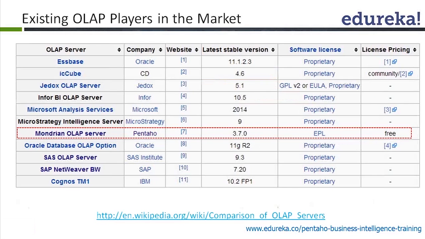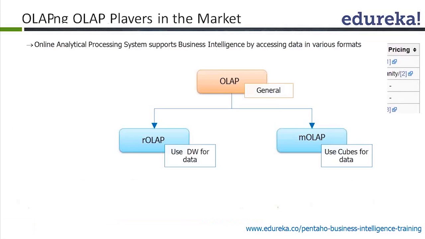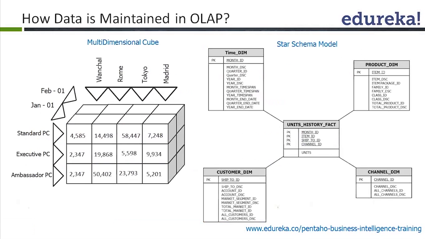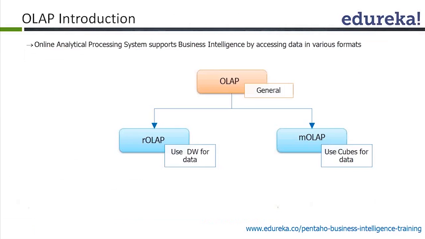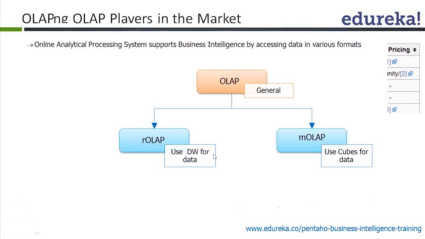OLAP also we will be studying. Yeah, this is the model we will be covering on that slide. So OLAP in general has two types: ROLAP, which Pentaho is supporting, and it uses a data warehouse as a source. MOLAP uses a cube for data, so it aggregates the cube upfront and stores the data in cube fashion, whereas ROLAP creates the cube at runtime.